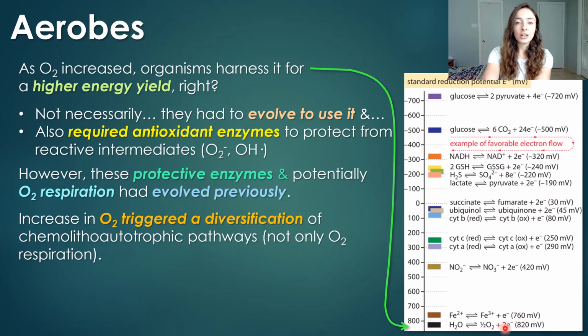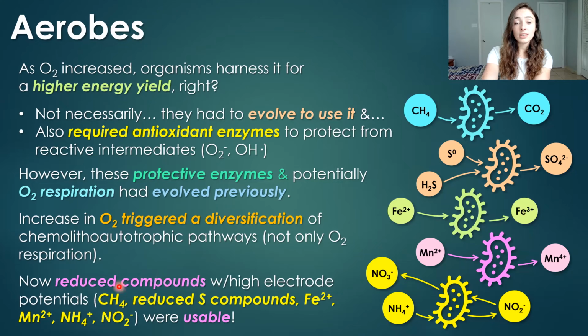Because oxygen does have such a high reduction potential and ability to oxidize these compounds above it on this redox tower here, reduced compounds like methane, reduced sulfur compounds, iron 2, reduced iron, reduced manganese, ammonium, and nitrite could all now be usable in metabolisms because they could be oxidized by oxygen. So all of these organisms were able to oxidize these chemicals with oxygen to gain energy and live.